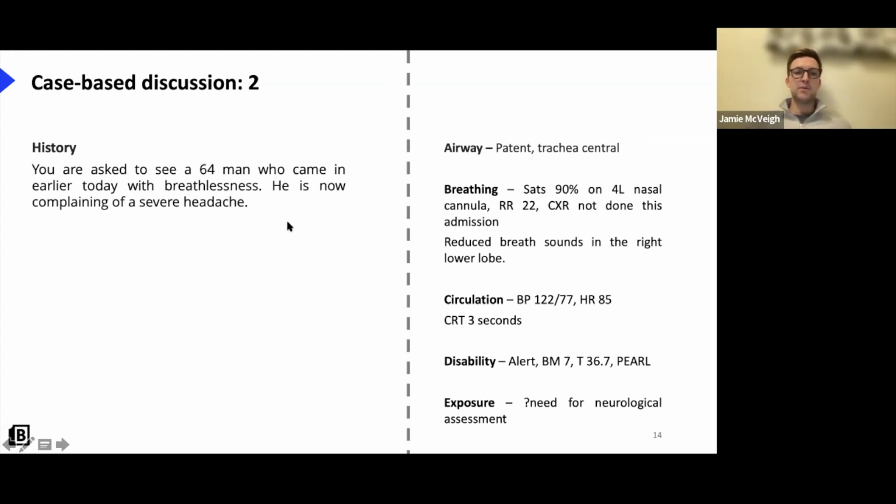A 64-year-old man has come in with breathlessness earlier today. However, now the nurse rings you and says he's complaining of a headache. It's a bit strange, so you go and see him. His airway's fine. Breathing, he is sat to 90% on 4-litre nasal cannula. His respiratory rate is 22 and a chest x-ray has not been done yet. He's got reduced breath sounds in the right lower lobe. Okay, so A to E, what are we doing with this guy?